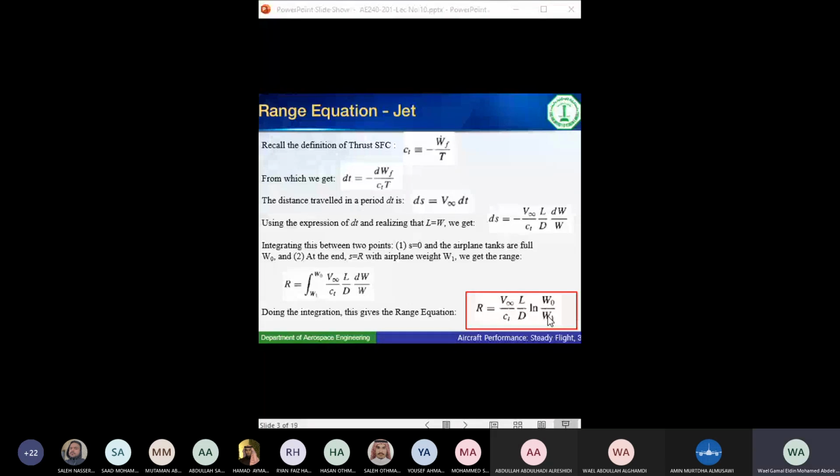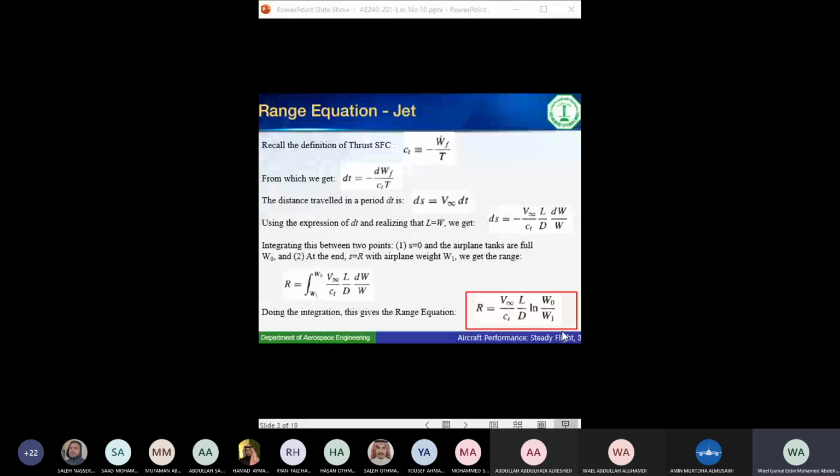Yes, W fuel. It is fuel. So if you want W naught over W1 to increase, simply put more fuel on board the aircraft. Use larger fuel tanks, make more room for fuel, and add more fuel. Okay, so that's the second thing we can do here.